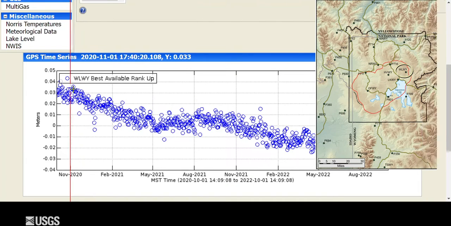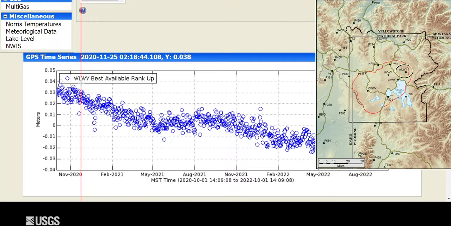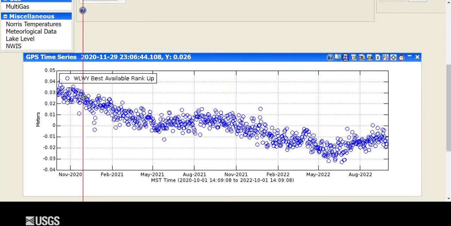Now, this is vertical deformation at the White Lake GPS station on the east side of the caldera in the Sour Creek Resurgent Dome. Plot spans the last 2 years, and each one of these blue dots is 1 day of data. Downward trends indicate subsidence, and upward trends indicate uplift. Now, the overall trend, even stretching all the way back to 2015, is of subsidence of about 2 to 3 centimeters, or about 1 inch every year.